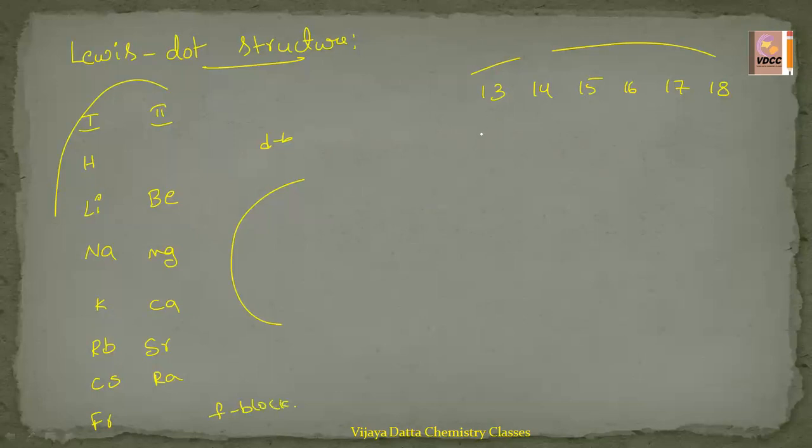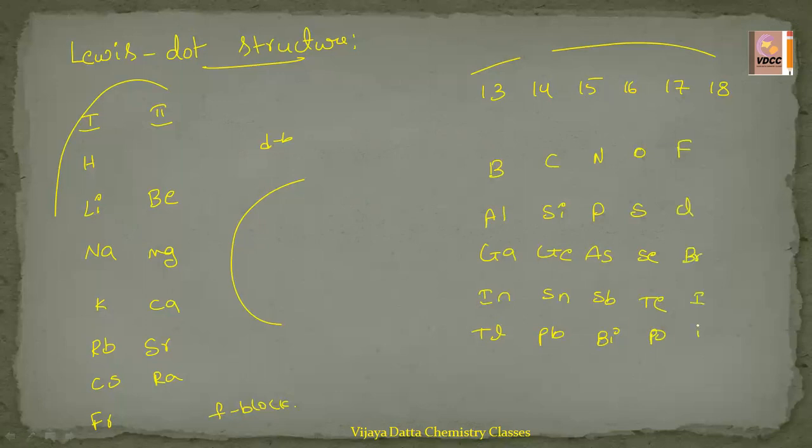The elements in the 13th group are boron, aluminum, gallium, indium, thallium. 14th: carbon, silicon, germanium, tin, lead. 15th group elements are nitrogen, phosphorus, arsenic, antimony, and bismuth. 16th group: oxygen, sulfur, selenium, tellurium, polonium. 17th group: fluorine, chlorine, bromine, iodine, and astatine. 18th group: helium, neon, argon, krypton, xenon, and radon.